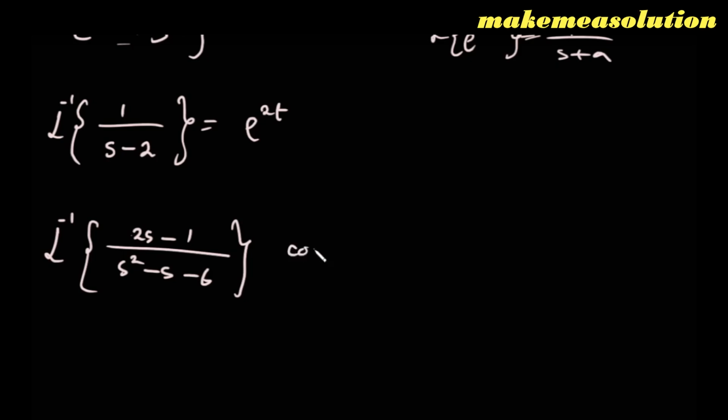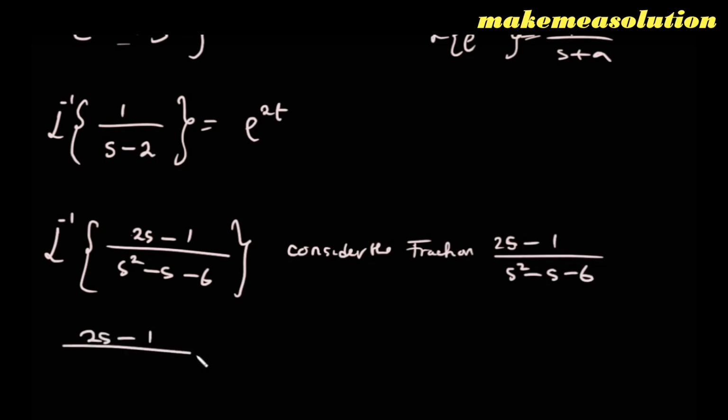I'll first of all say consider the fraction 2s minus 1 all over s squared minus s minus 6. I want to break it down first of all into its partial fractions. When you're given a complex fraction in this form, you need to break it into its partial fractions before you find the Laplace inverse of that fraction.